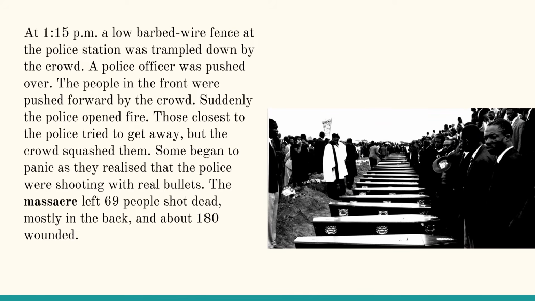At 1:15 p.m., a low barbed wire fence at the police station was trampled down by the crowd. A police officer was pushed over. The people in the front were pushed forward by the crowd. Suddenly, the police opened fire. Those closest to the police tried to get away, but the crowd squashed them. Some began to panic as they realized that the police were shooting with real bullets. The massacre left 69 people shot dead, mostly in the back, and about 180 wounded.